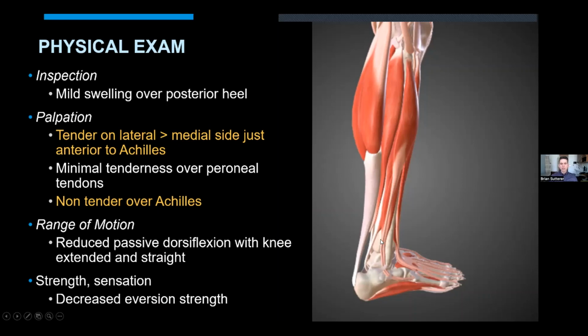She had a little bit of reduced dorsiflexion with her knee extended and straight, a little bit of discomfort posterior to her lateral malleolus, over the peroneal tendons, and then had some decreased eversion strength that was secondary to some of the discomfort that she was having on palpation.